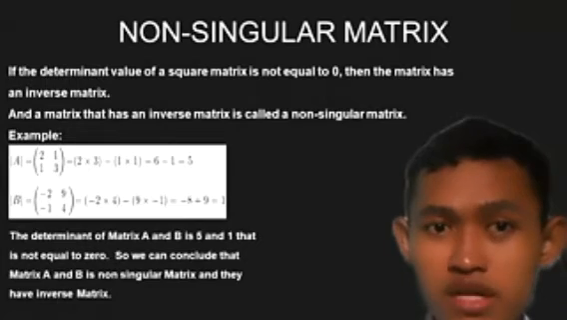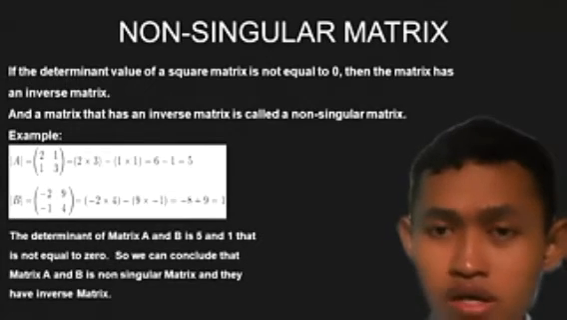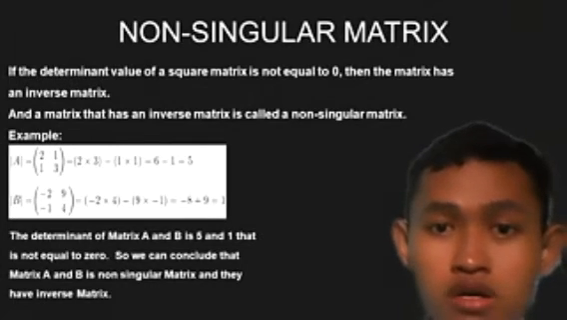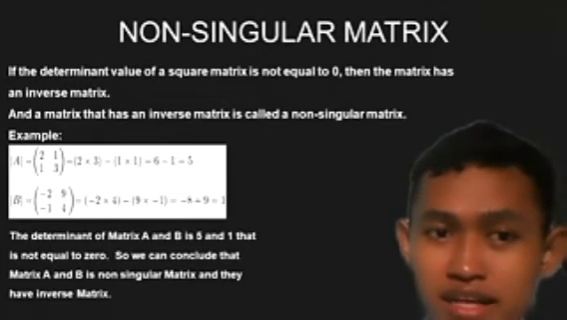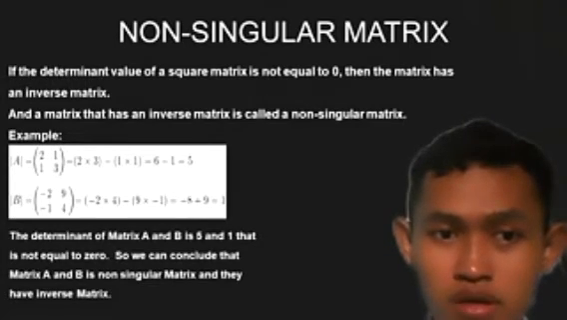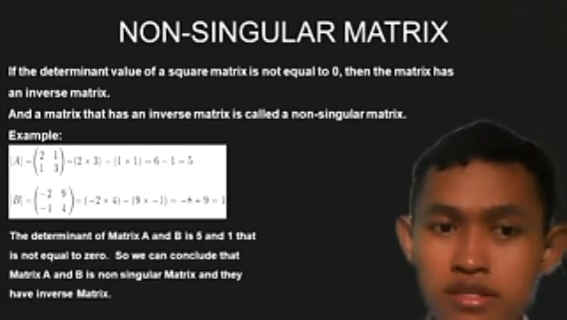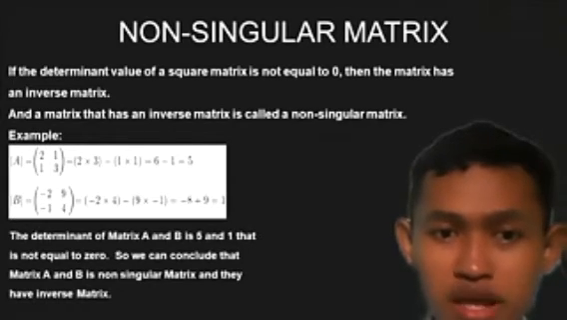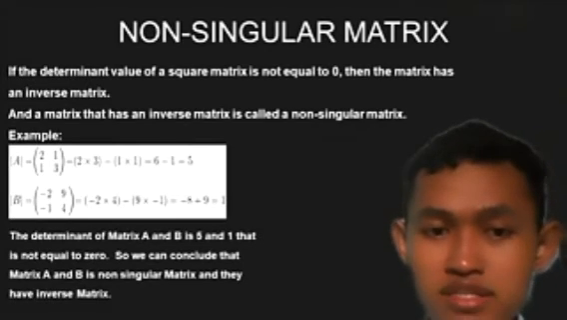Non-singular matrix. If the determinant value of a square matrix is not equal to 0, then the matrix has an inverse matrix, and a matrix that has an inverse matrix is called a non-singular matrix. For example, it's like this for matrix A, with the elements 2, 1, 1, 3. The determinant is 5, and for the matrix B with the elements negative 2, 9, negative 1, and 4, the determinant is 1. It means that the determinants of matrix A and B are 5 and 1, which are not equal to 0. So we can conclude that matrix A and B are non-singular matrices and they have inverse matrices.